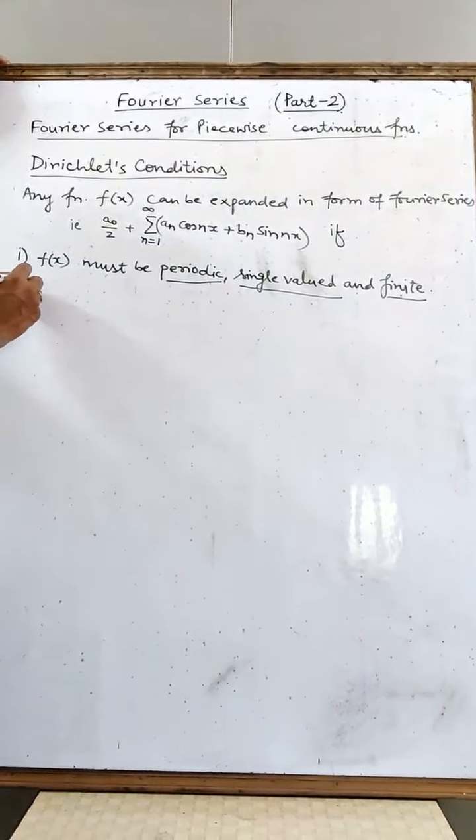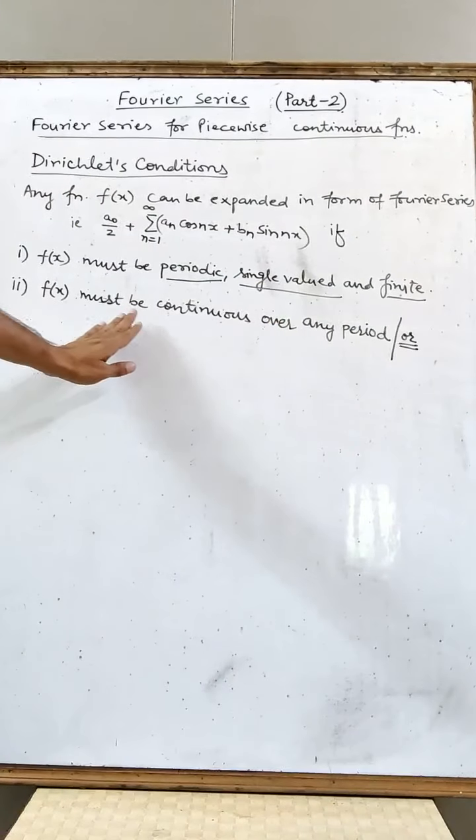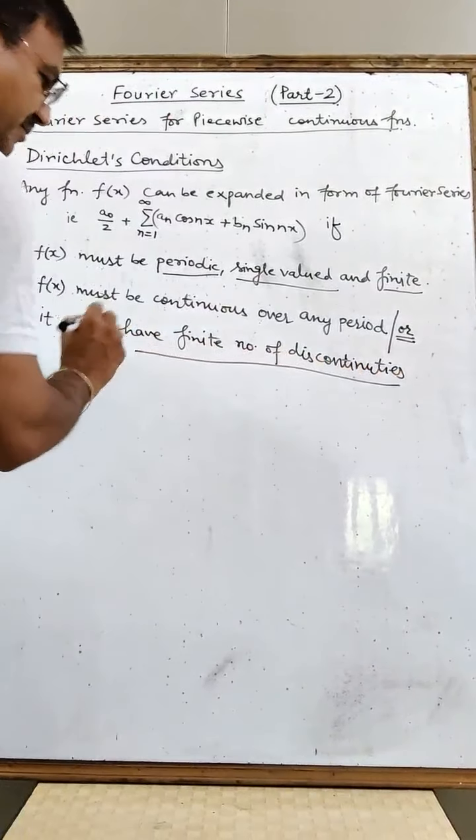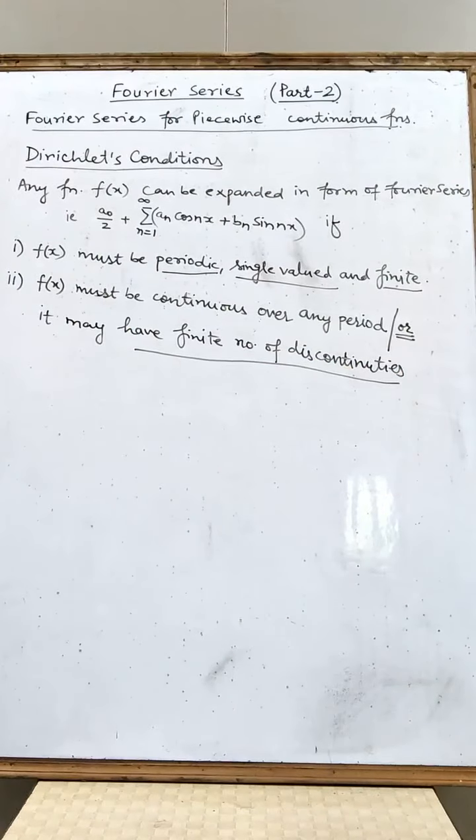f(x) must be continuous over any period because it is a periodic function, or, important thing, either it is continuous over the period or it may have a finite number of discontinuities. This is important because any function is integrable if it is piecewise continuous.